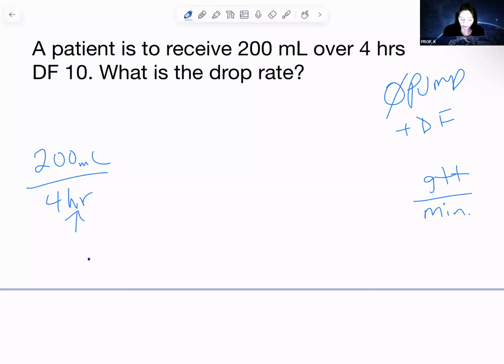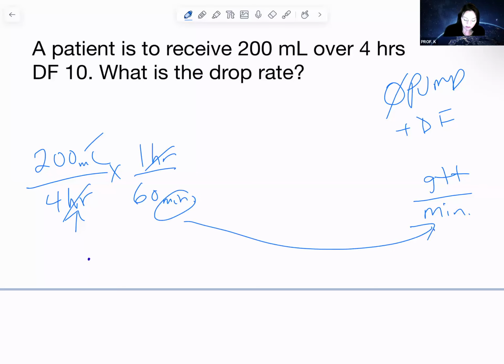Well, let's get rid of hours and change it to minutes. 1 hour is 60 minutes. Okay, I have minutes. Beautiful. How do I get rid of milliliters? I know it's no pump, so I'm using the drop factor. Drop factor 10, what does that mean? 10 drops per milliliter. If it said drop factor 8, it's 8 drops per milliliter. If it said drop factor 20, it's 20 drops per milliliter. This one says 10, so it's 10 drops per milliliter.